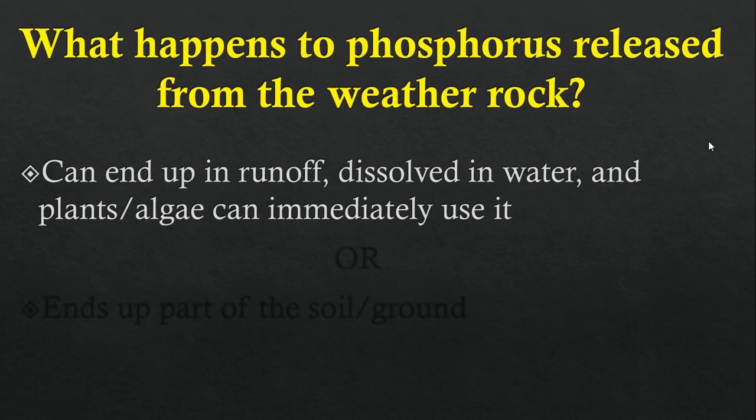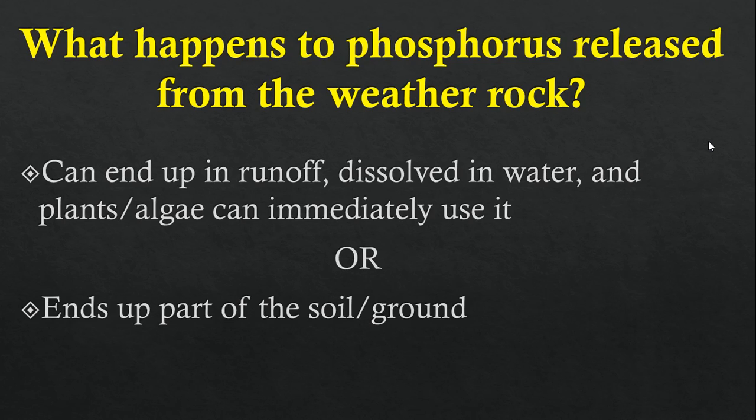But what happens then to that phosphorus after it's released? Well, some of that can become immediately dissolved in water. Either it's breaking down that rock that's right next to the ocean, or maybe it's breaking down a rock in the mountain and that ends up dissolving into a nearby river. Maybe ends up in runoff, ends up in a nearby body of water, and then plant or algae can then immediately use it. Or that phosphorus will end up in parts of the ground or soil. And then that will become available for producers or other things to use.